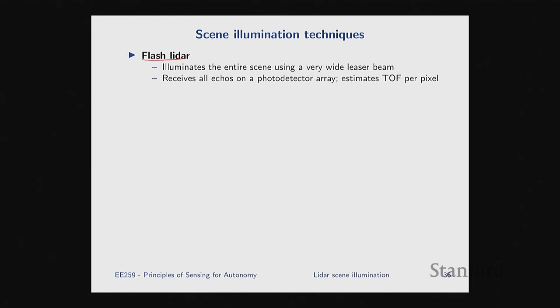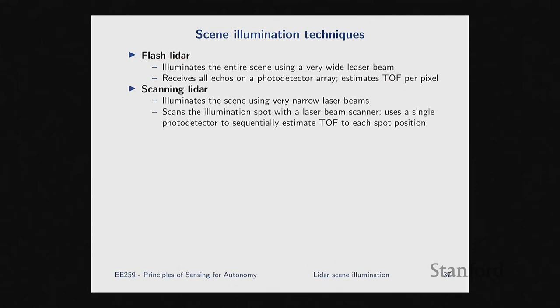So flash LiDAR, basically, it's kind of like flash photography. So it diffuses the laser into a very broad beam, exactly like a flash that a camera uses. And it, in one shot, illuminates the entire scene with a very wide laser beam, and then receives the echoes from the entire scene, again, in one shot, and uses an array of photo detectors, exactly like a camera, to estimate the time of flight per pixel. So a flash LiDAR essentially works like a regular camera with a flash, except the pixels in the detector give you time of flight instead of RGB color. That's the main difference. And then you have scanning LiDAR.